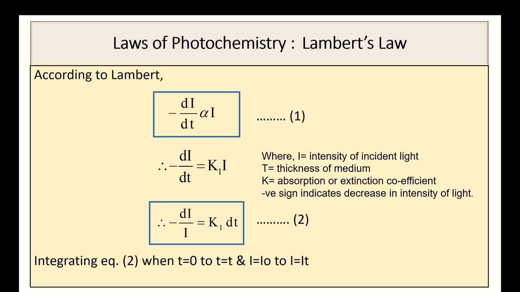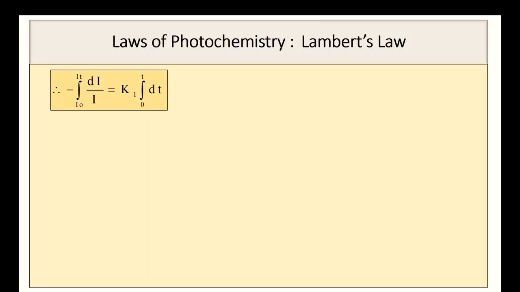See, integration means taking the whole system, all the limits, into consideration as a whole. So starting from 0 to t thickness, and the intensity of the radiation I0 to It that is transmitted, within these limits it defines the whole system, and we integrate equation number 2. So we get the integration from the limit I0 to It of dI by I is equal to k1 integration 0 to t of dt. I is integrated from the limit It to I0.